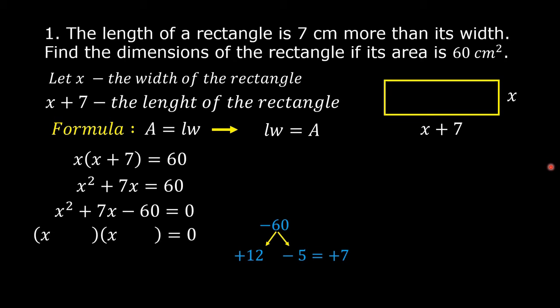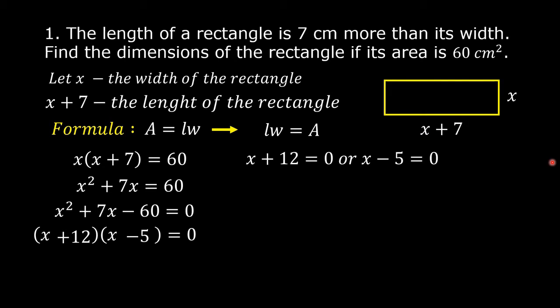Write two parentheses, each beginning with x. After the first x, write positive 12. After the second x, write negative 5. X plus 12 and x minus 5 are the factors of x squared plus 7x minus 60. Equate each factor to 0. We have now x plus 12 is equal to 0 or x minus 5 is equal to 0.